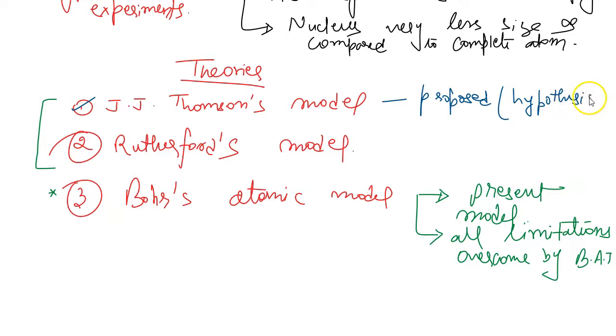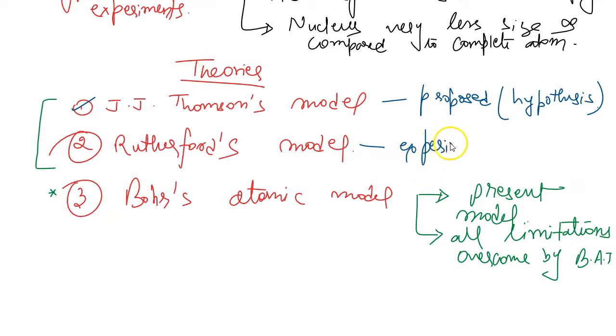So he didn't do any kind of experiment, J.J. Thomson. He just proposed that this could be the model of atom. This could be how the particles can be arranged within an atom. So he just assumed. Rutherford, what he did was an experiment.